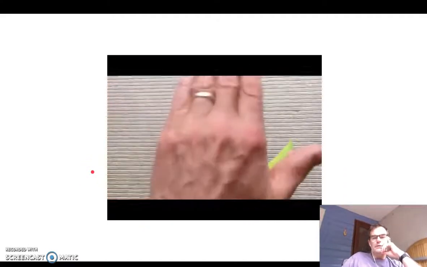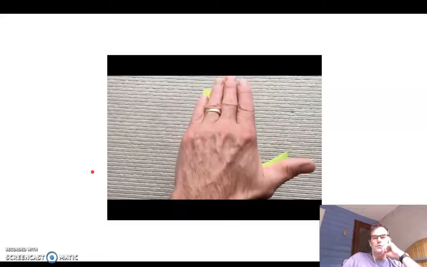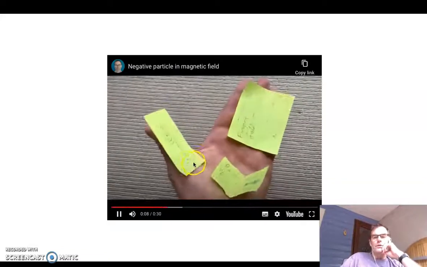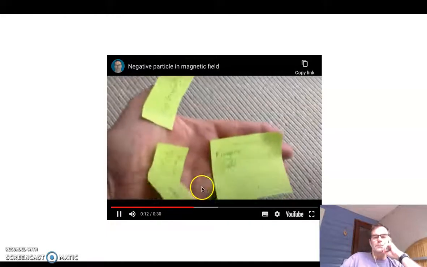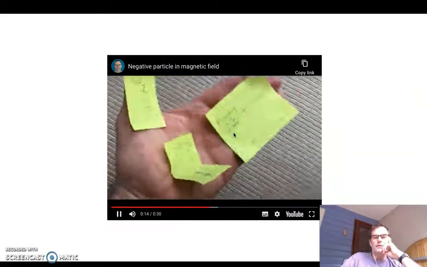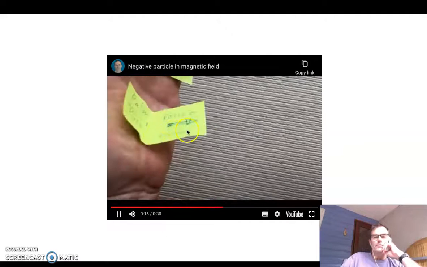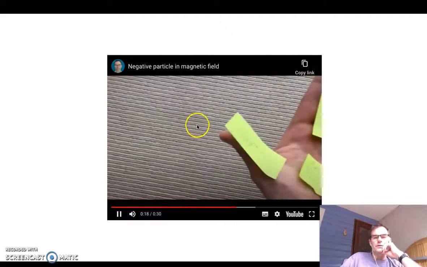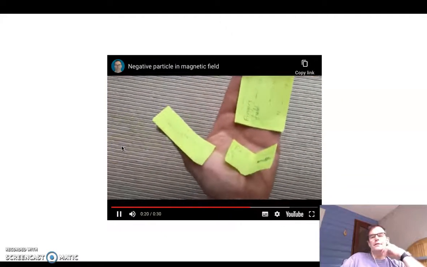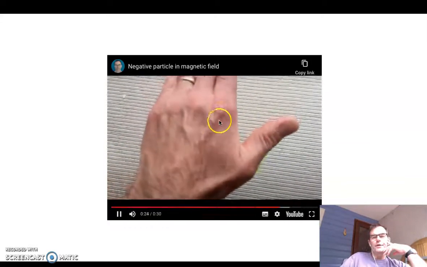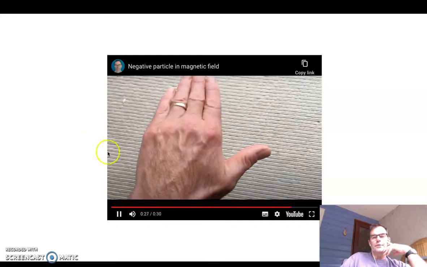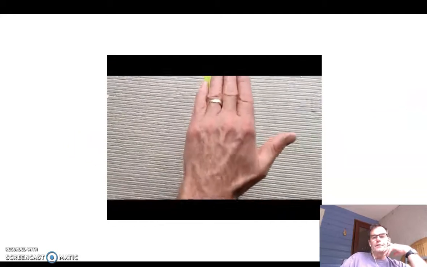So here's my hand. The thumb's the motion there, so that's the electron moving that way. This is for a negative electron, it's my left hand. Fingers are the field, and then the force is the push on the electron, so that's coming out. They're all at right angles. So I'll be coming up towards the screen, turn my hand over. If the electron's now going from left to right, then the push would be downwards.